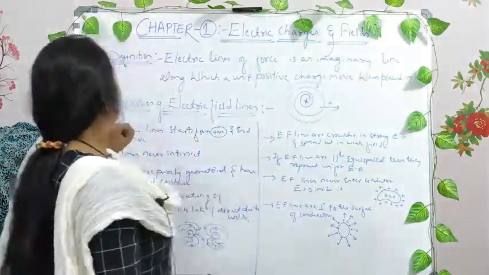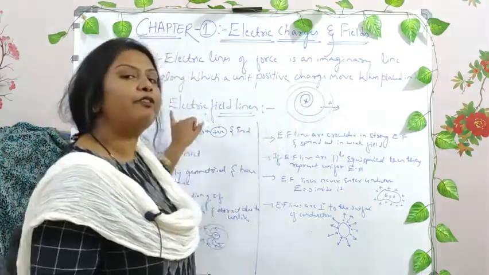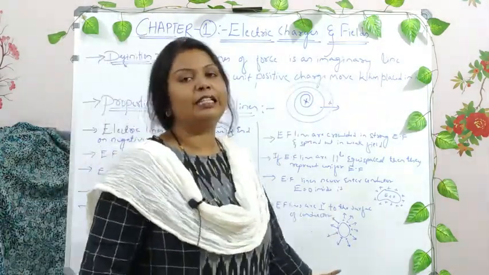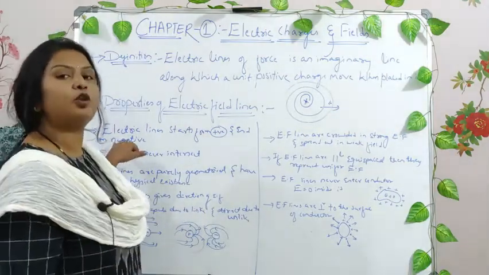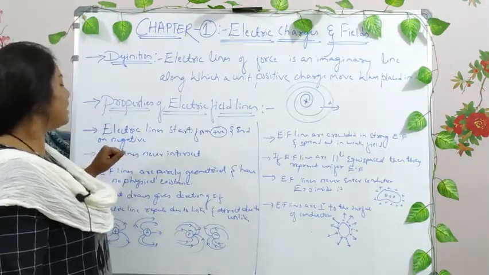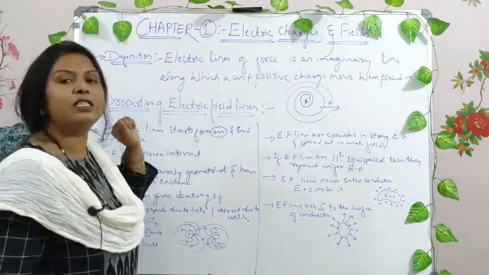Right. Now you have different types of properties for these electric field lines. Let us see them one by one. The very first property of electric field lines is that electric lines always start from positive and end on negative. What does this mean?